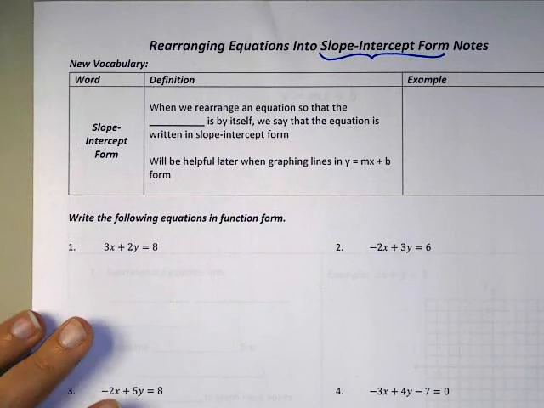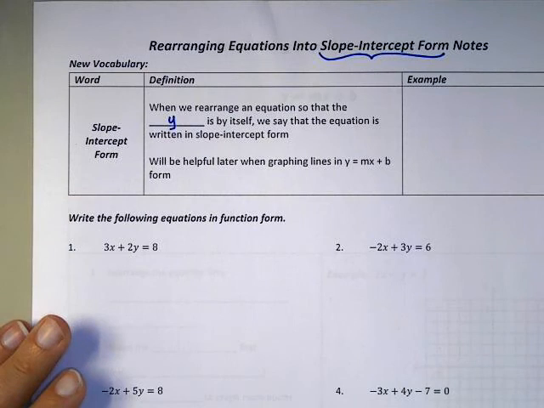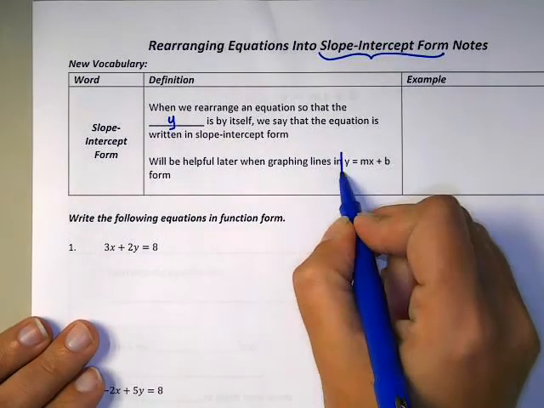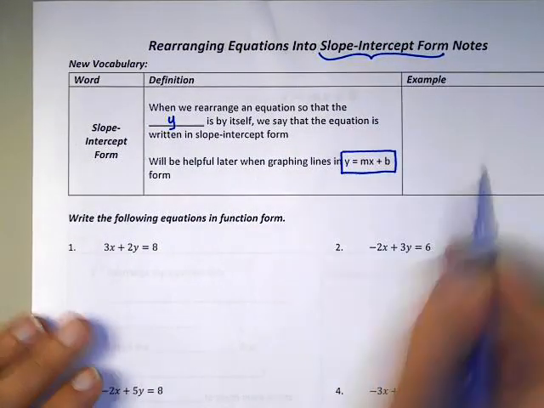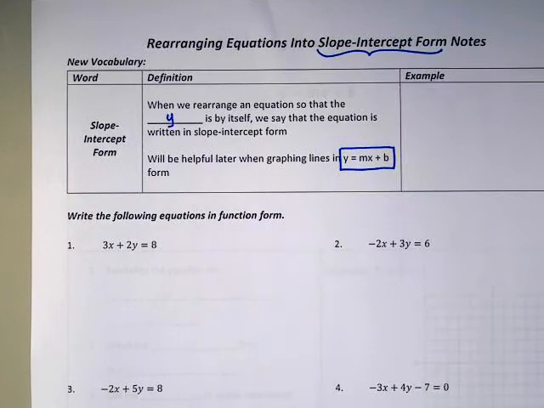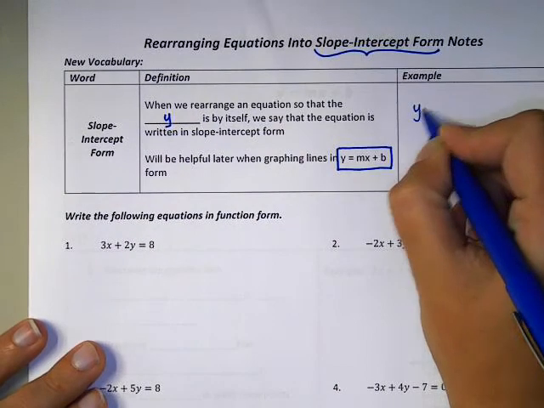When we rearrange an equation so that the y is by itself, we say that the equation is written in slope-intercept form. A lot of times students remember y equals mx plus b from middle school, and that's a helpful form of an equation for when we're graphing lines. So today we're going to try to take equations that don't look like this and rearrange them so that they will look like this. For example, your final answers in these problems should look something like this.